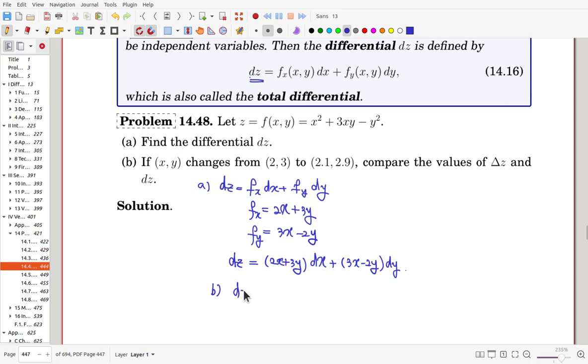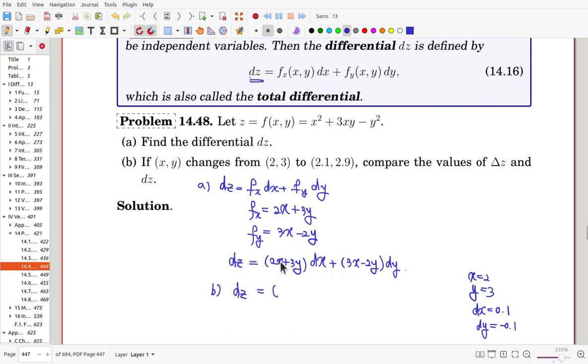Let's try to find the dz for this one. Now, x is 2, y is 3. How about dx? The change in x is from here to there, which means it is 0.1. And the change in y, dy, from 3 to 2.9, is minus 0.1, right? Okay, we use these values.